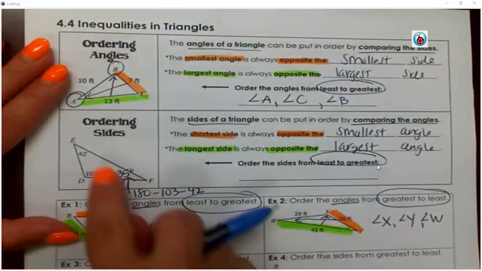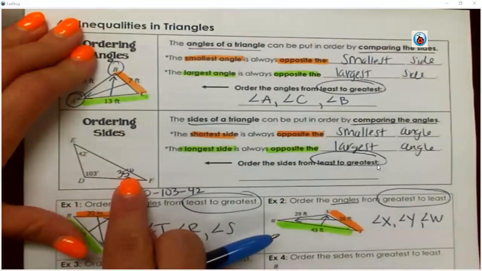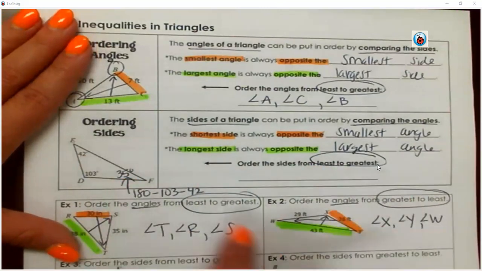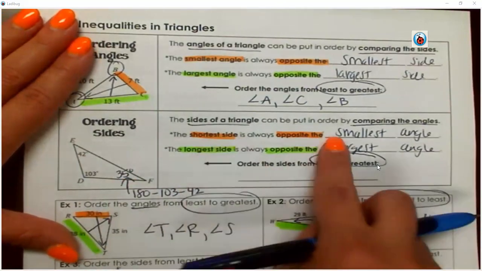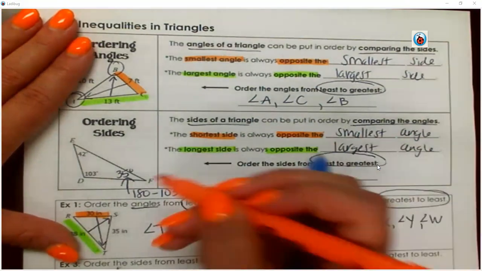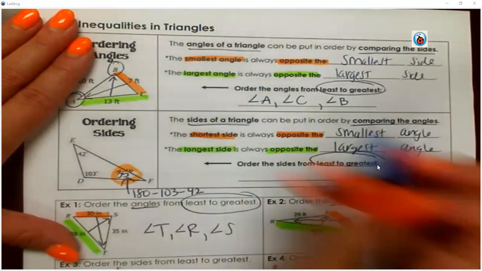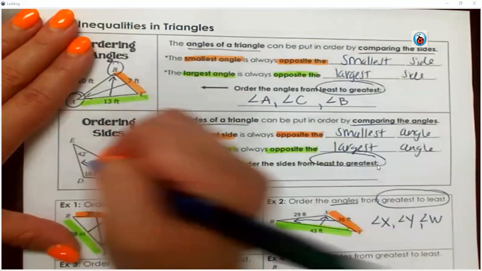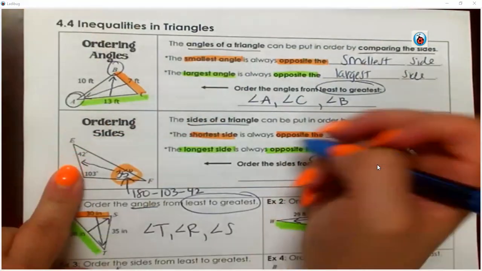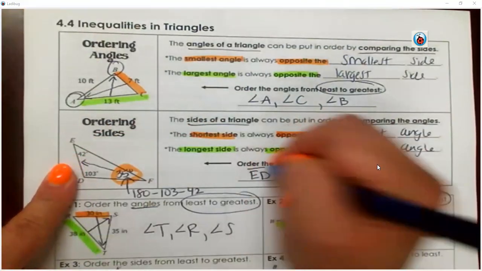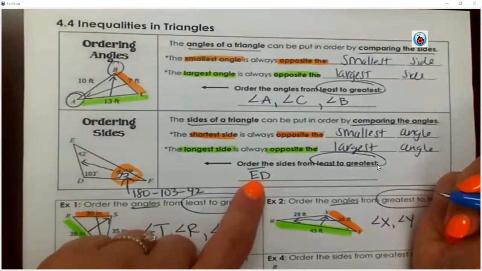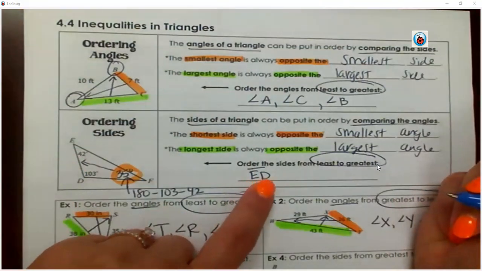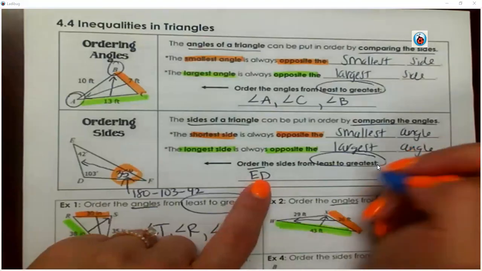Now that I have all 3 angles, I can determine the sides from least to greatest. To find the shortest side, I need to find the smallest angle. In this case, that was this angle right here. The opposite side of that would be this side, which would be ED, or it can be written DE. The order can be reversed, just as long as those 2 letters are the ones used.